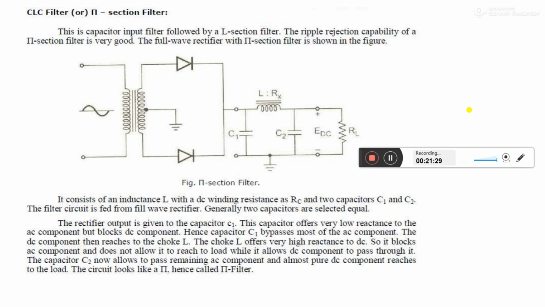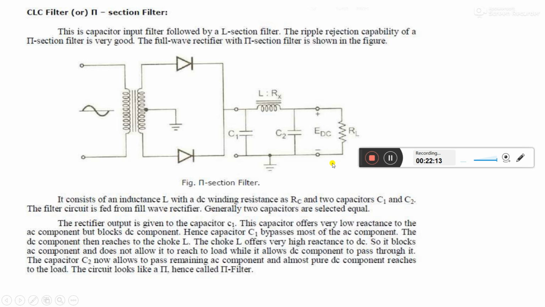And the last one is the pi filter, or CLC, that is capacitor inductor capacitor filter. It is also called the capacitor input filter or CLC filter. The pi filter is used whenever a low output current and high DC output voltage is required. It consists of two capacitors, C1 and C2, and one inductor, connected in the form of the Greek letter pi. C1 is one arm, C2 is another arm, and the upper overhead line, so it looks like the letter pi.